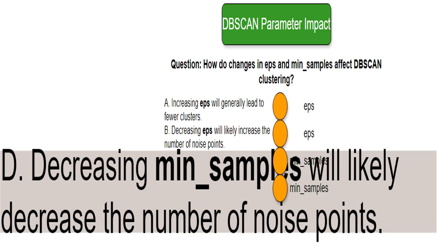Lowering min_samples lowers the hurdle for creating a cluster. More points will meet the requirement, leading to fewer noise points, because more points will be absorbed into existing clusters.